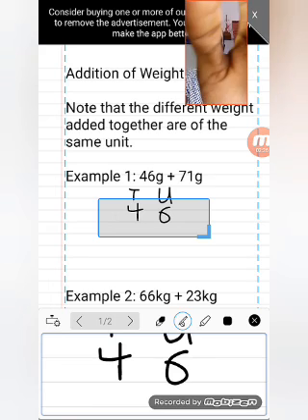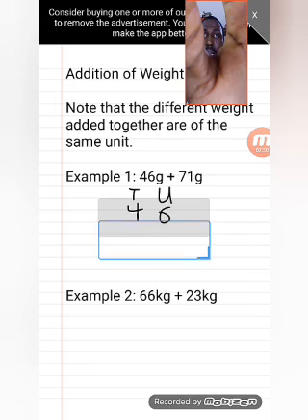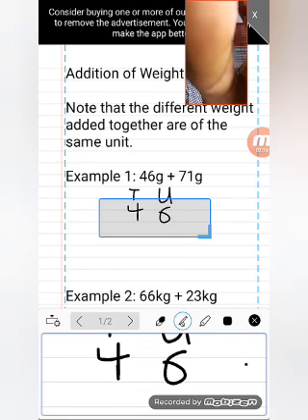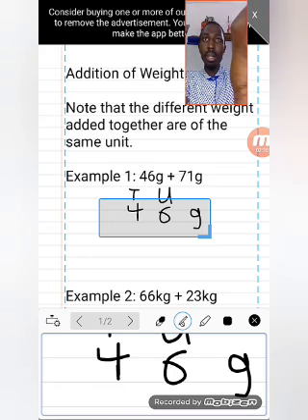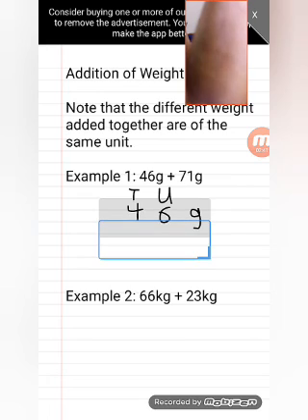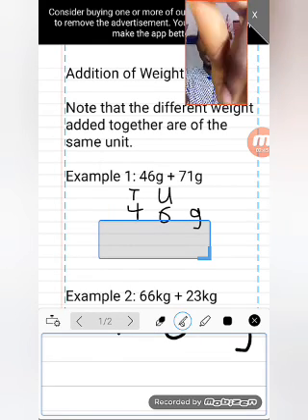So then the next one now is... Then yes, let's not forget this. You write the unit, the gram. You can write it by the side, outside here, gram, to signify the unit. Then let's move down. Then the next one we write is the 71.